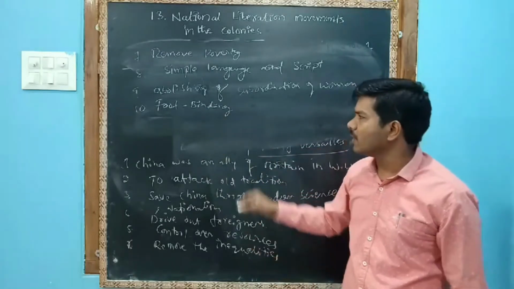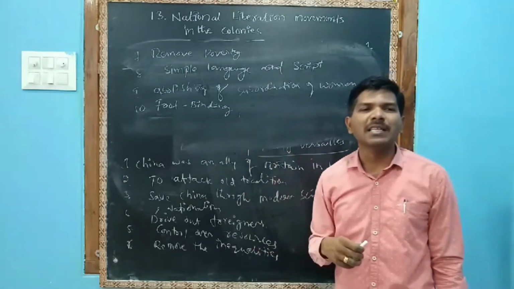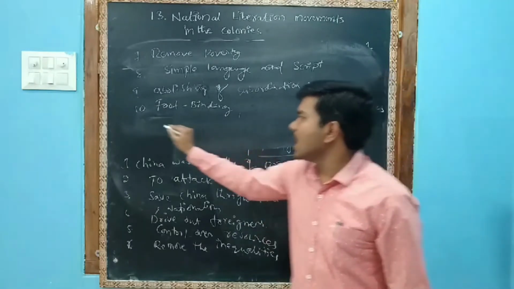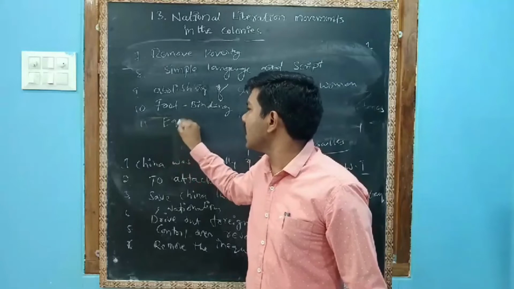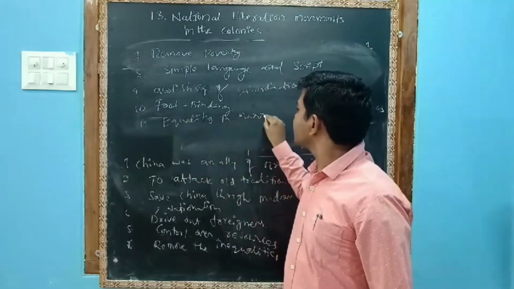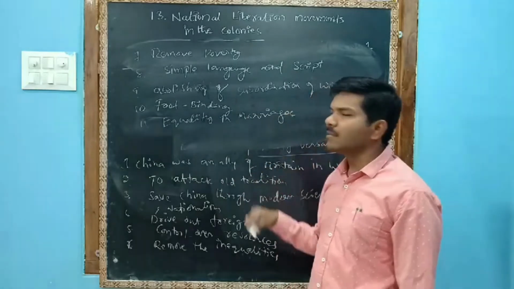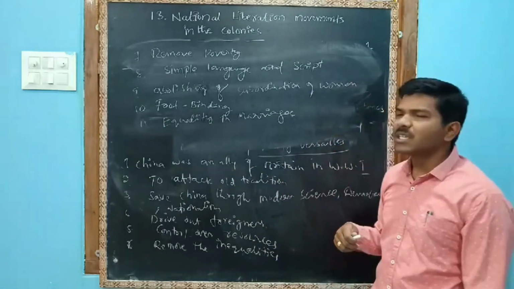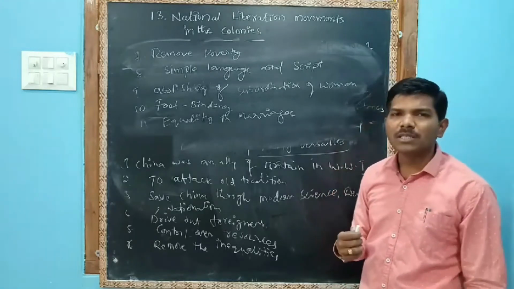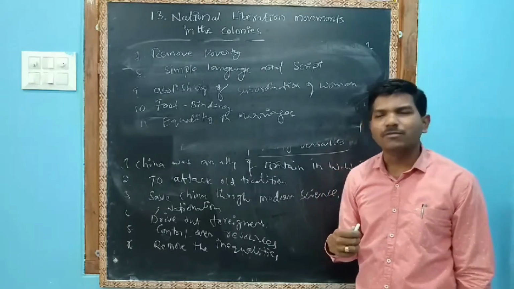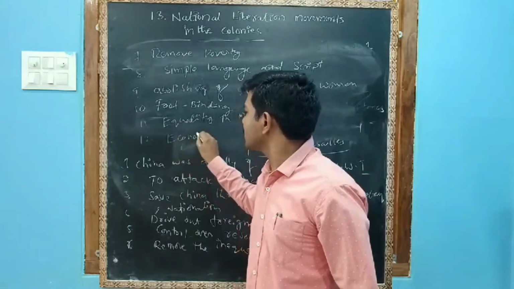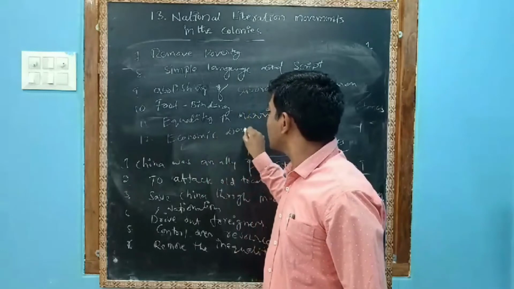Against all these they are fighting: foot binding and illegal marriages. Mostly illegal marriages were happening. So they are also demanding equality in marriages. There was no equality in marriages. Women did not have a choice, and there were contract marriages in China. And the 12th one is economic development.